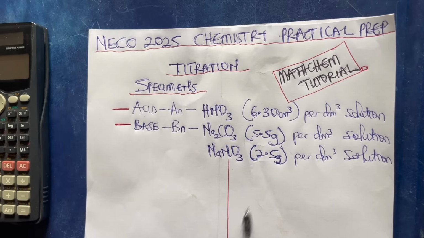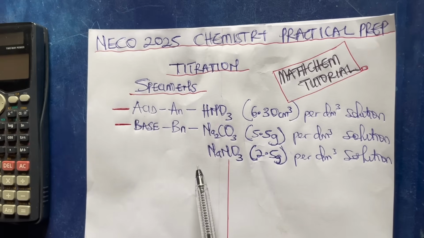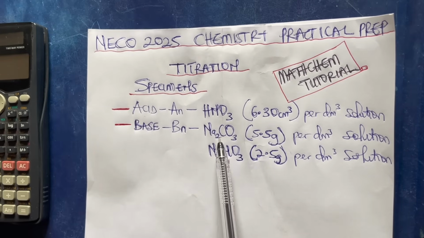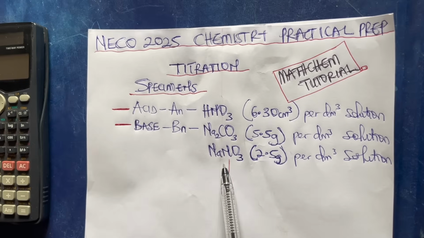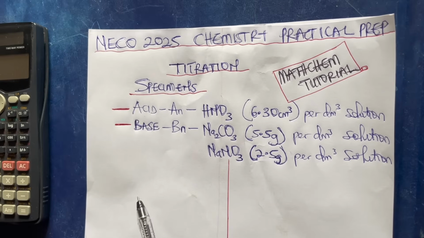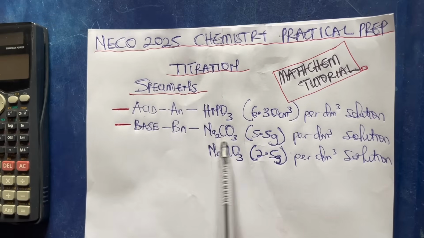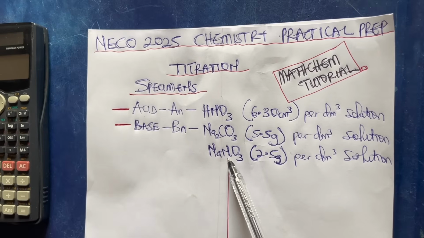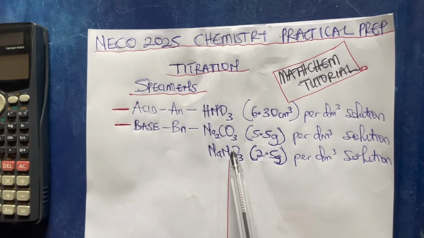We also have NaNO3. What will happen in these two compounds is that NaNO3 will not react with HNO3. It is only the Na2CO3 that will react with HNO3. So this NaNO3 will only serve as an impurity, because from the instruction, we'll be told to mix these two compounds together. NaNO3 will not react with this; it is only Na2CO3 that will react with it. So NaNO3 will only act as an impurity in the mixture of these two compounds.